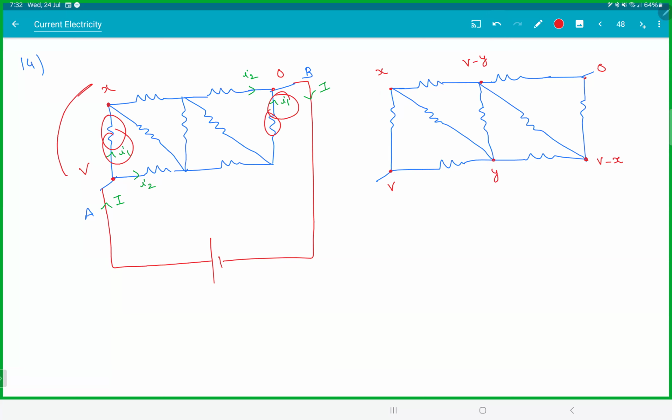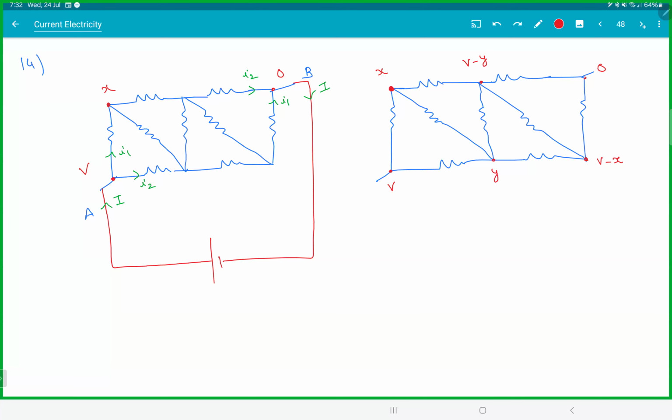So here what is the potential difference? V minus X. So this also should be V minus X. So V minus X minus 0. Are you getting the logic how diagonal symmetry works? So even though it looks complex, it is still a little complex, but at least you are saved. You have only two variables.